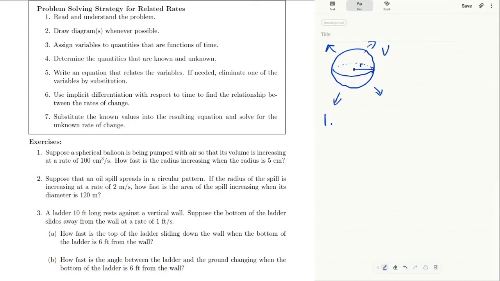In the first example, we have a spherical balloon that is being pumped with air so that its volume is increasing at 100 centimeters cubed per second. How fast is the radius increasing when the radius is 5 centimeters? Let's draw our diagram, and I typically like to use two different diagrams. One is called a general picture of our situation.